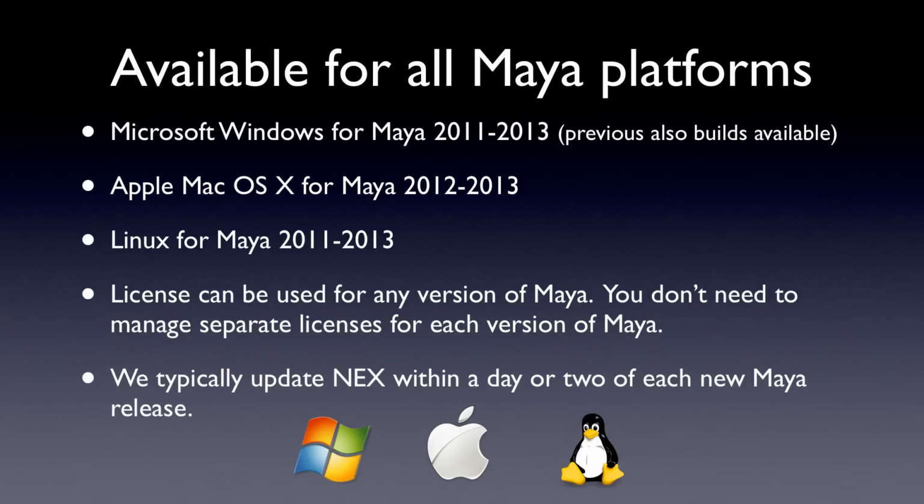When you do purchase a license of NEX, you get to use NEX for all versions of Maya installed on your machine. So if you have Maya 2011, 2012, and 2013 installed, you get to use the same license and not have to manage licenses for each version of Maya or make additional purchases for each update of Maya. So when Autodesk releases a new version of Maya, we typically update NEX within a day or two, and so if Maya 2014 becomes available, you shouldn't have to wait too long, and you wouldn't have to purchase an additional license for that version as well. You just download the new build and install it, and you should be up and running. No need to manage another license.